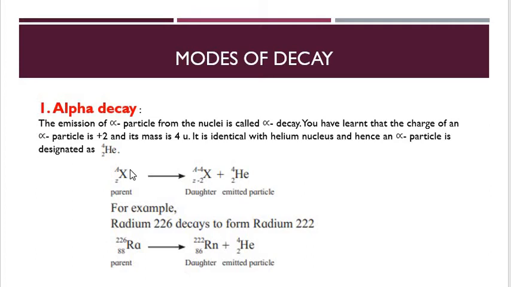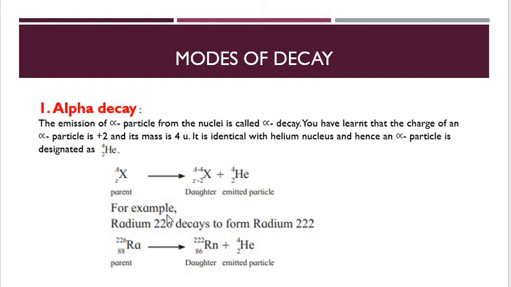In alpha decay process, if this is the parent nucleus, like ZXA, where Z is atomic number, A is mass number, and one alpha particle is emitted, so what will happen? It produces one daughter nuclei. Let's suppose this is the daughter nuclei, and this daughter nuclei is having atomic number Z-2 and mass number A-4.